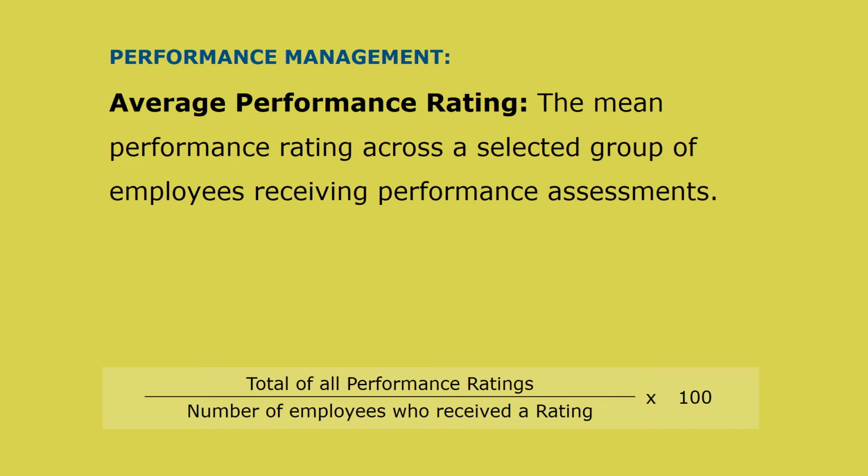Performance management refers to the process to ensure the organization connects mission with the work of employees. A good metric is the average performance rating, which is the mean performance rating across a selected group of employees receiving performance appraisals. We calculate it by taking the total of all performance ratings, dividing it by the number of employees who received a rating, and multiplying that by 100.